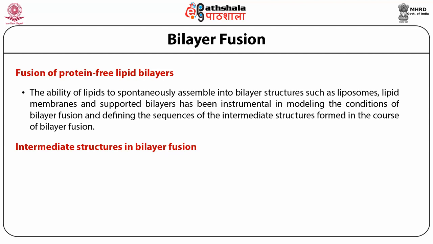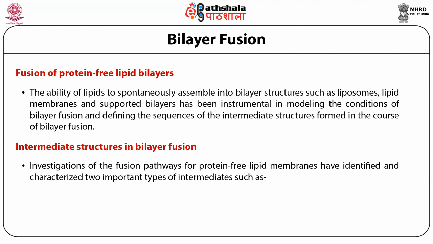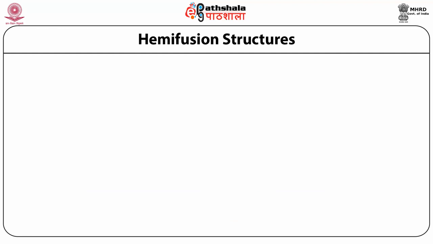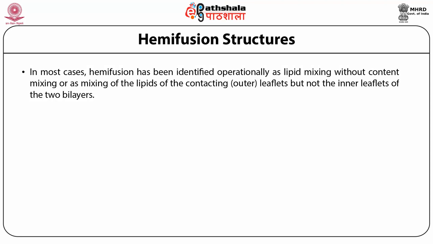Investigators have investigated the fusion pathway of protein-free lipids or protein-free membranes and identified two important types of intermediates. The first intermediate is hemifusion structure formation and the second is fusion pore formation. What are hemifusion structures? A hemifusion structure represents a connection between the outer leaflets of opposed membranes while the inner leaflets remain distinct. So in a hemifusion structure, only the outer leaflet of the membrane is involved in the connection. In most cases, hemifusion has been identified operationally as lipid mixing without content mixing, or mixing of lipid of the outer leaflet but not the inner leaflet of two bilayers.